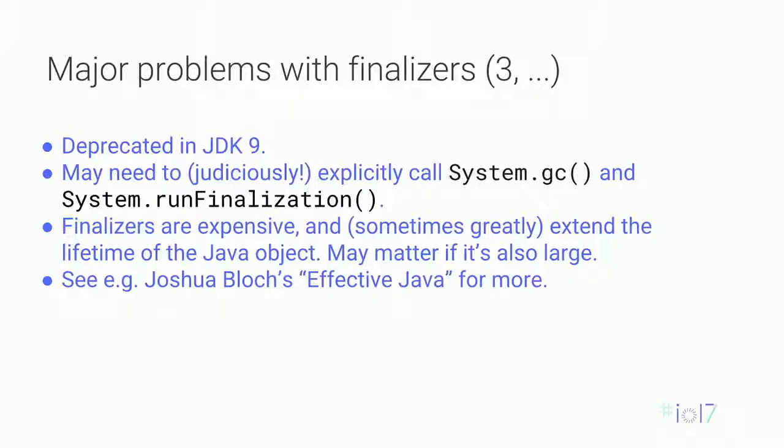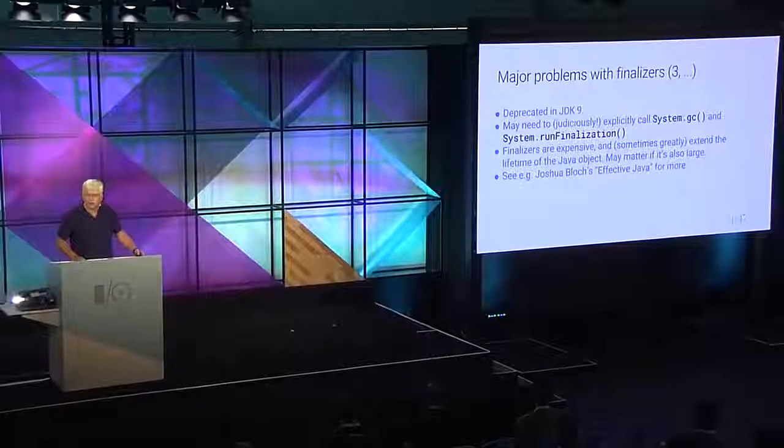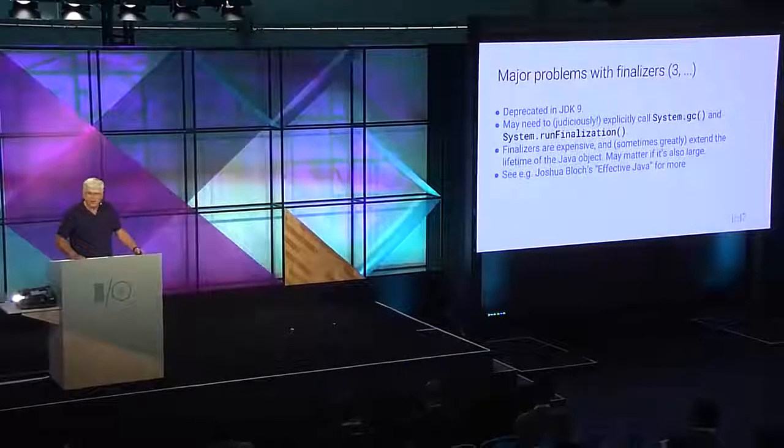There are more problems with finalizers. You can see a lot of them by looking at Joshua Bloch's Effective Java book, which actually has a section entitled, I believe, Avoid Finalizers. One thing to indicate the problems is that the plan is, I believe, to deprecate finalize in JDK 9.